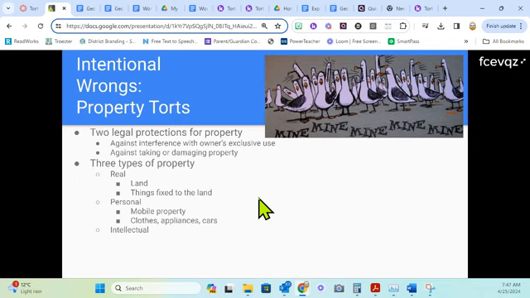The third category is intellectual property. And this is something that you have made or a person has made with their mind. Maybe music that they have written, books that they have written, something they have invented.